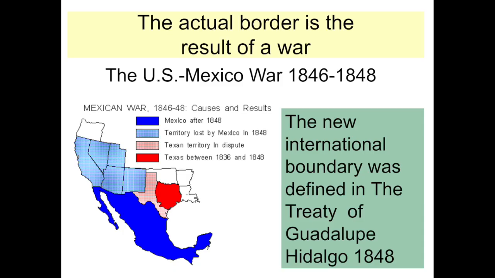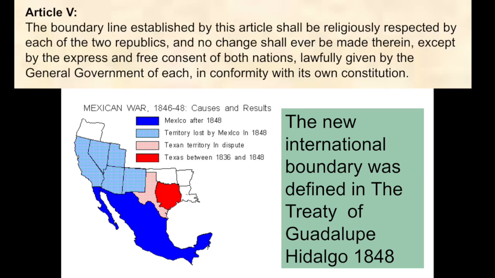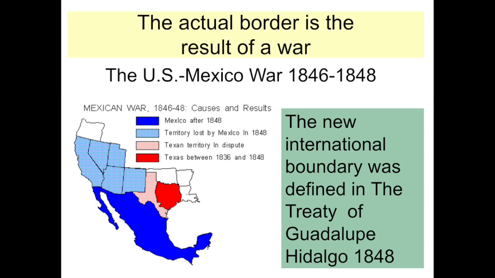Back in 1848, after the war between the US and Mexico, both sides signed the Treaty of Guadalupe Hidalgo to bring the conflict to an end. In Article 5 of that treaty, they drew the line that basically became the border we know today.